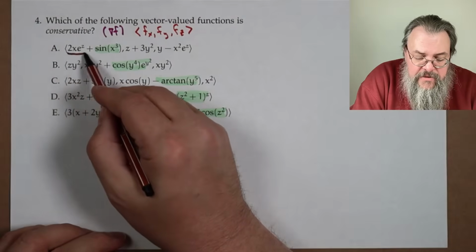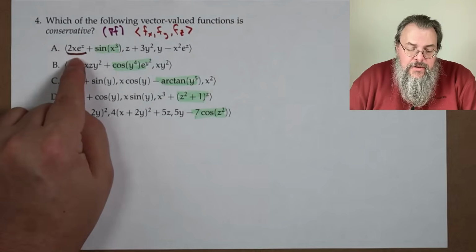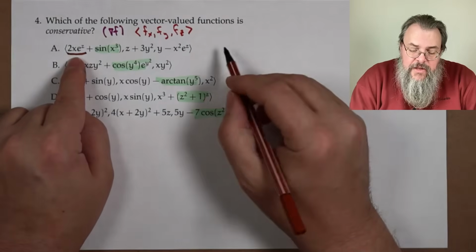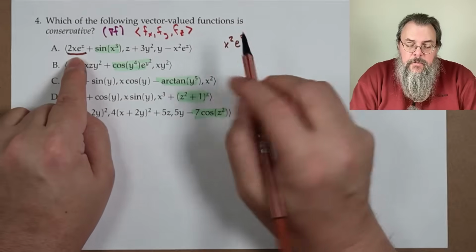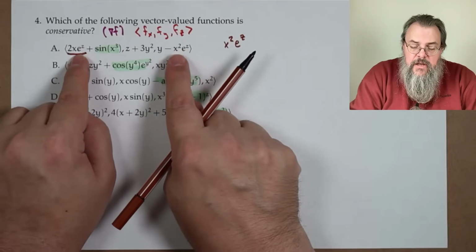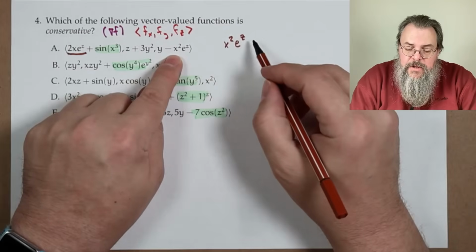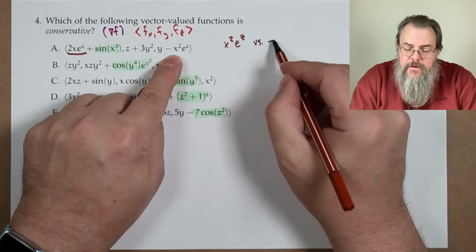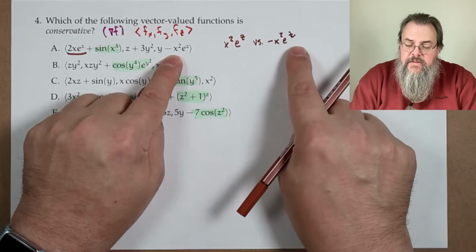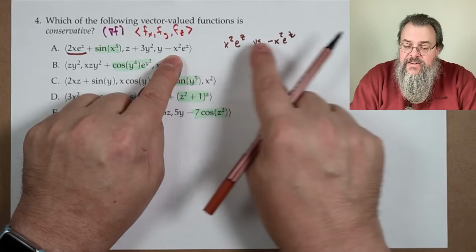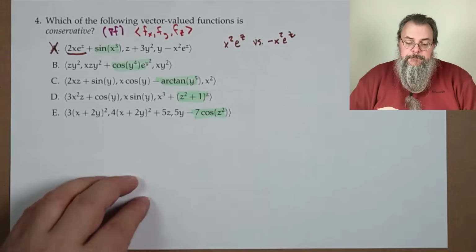Part A, 2x e to the z. Now notice, what would this tell you? Well, it says if you integrate with respect to x, we should have an x squared e to the z. Well, let's compare. Since that has a z, there's an x squared e to the z, but there's a minus. When you integrate with respect to z, you get a minus x squared e to the z. This is an inconsistency, not compatible. So it can't be A.